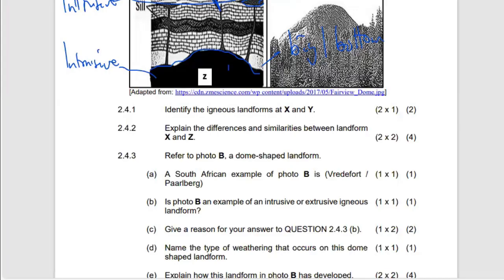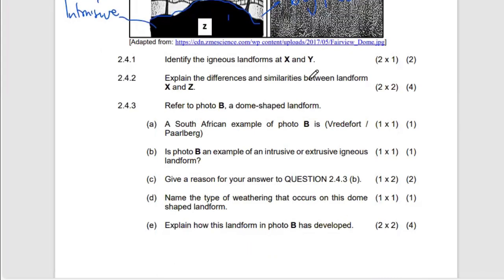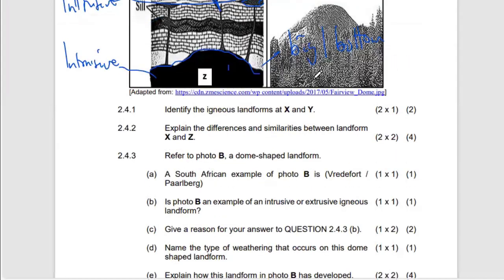But in terms of their differences, they are different in terms of size. The batholith is very big. It's the biggest of all intrusive features. And the laccolith is relatively smaller. Also, the batholith forms at the bottom, and the laccolith forms in between the rock layers.